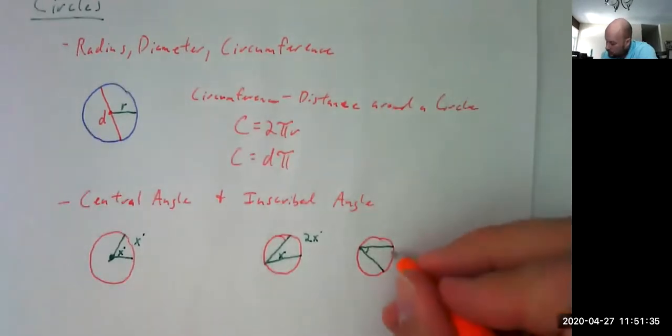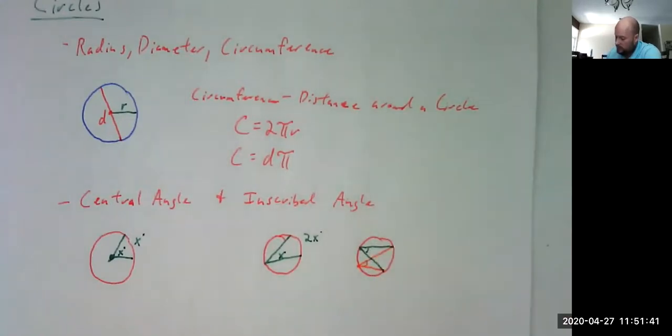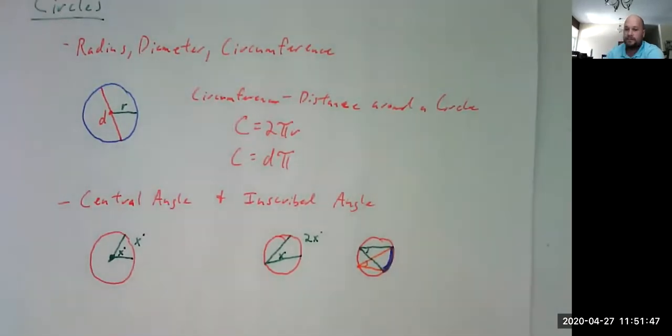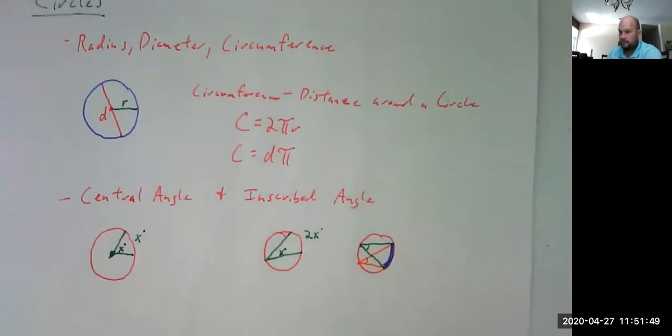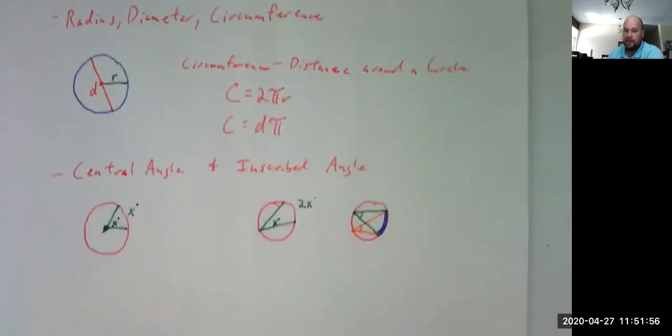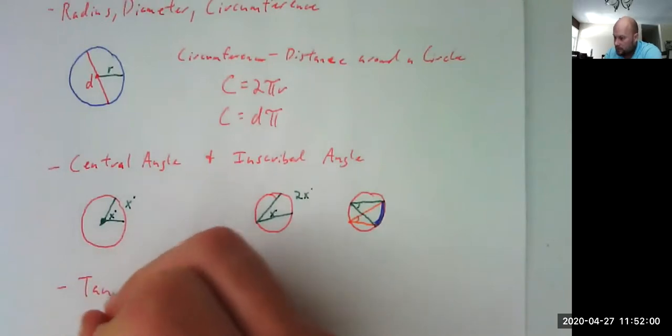So draw a second angle here, intercepting the same arc. These 2 angles are congruent if they intercept that same arc. And again, that angle would be half of this measure, and that angle would be half of this measure, so they must be the same. And then finally, the last part that we need to talk about is tangents.